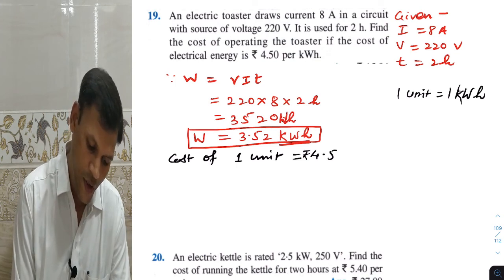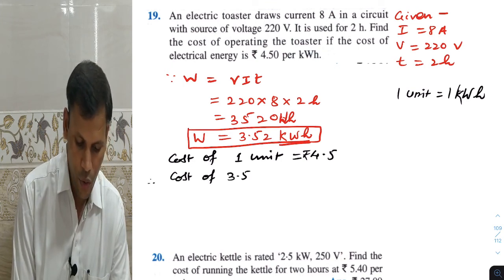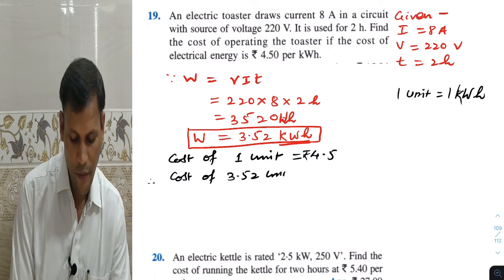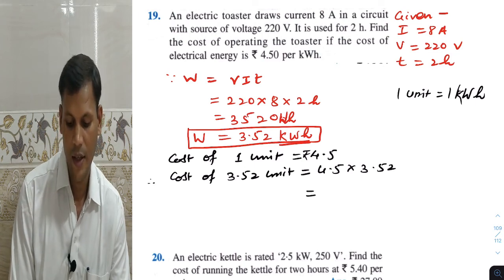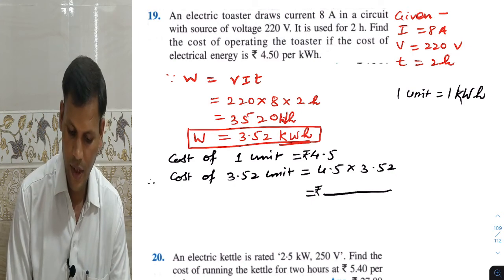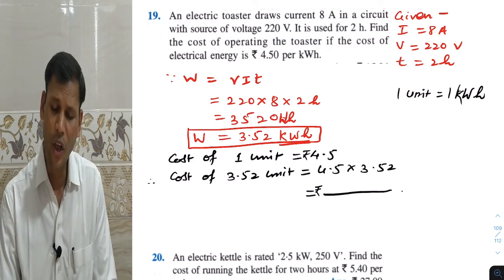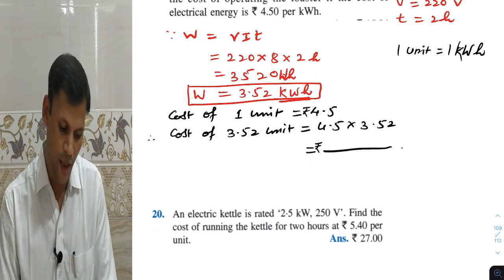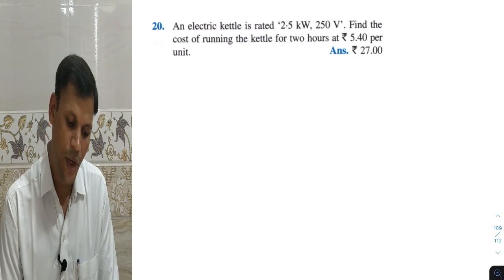Therefore cost of 3.52 units will be 4.5 into 3.52. Just multiply and write the answer in rupees. So that will be the final answer. Okay, I'm not calculating, but you people can do the calculation. Now question number 20.